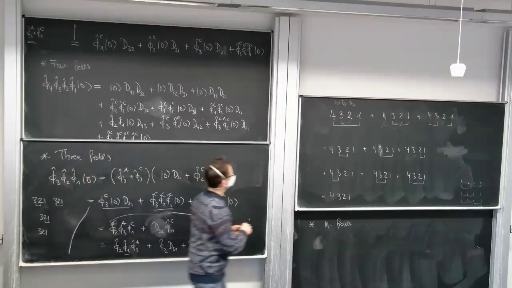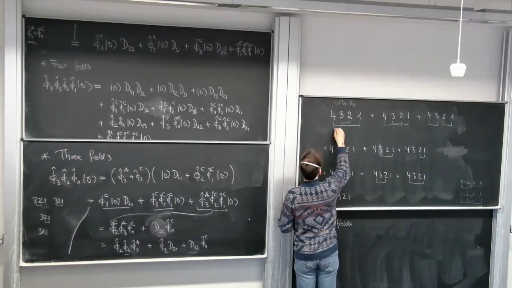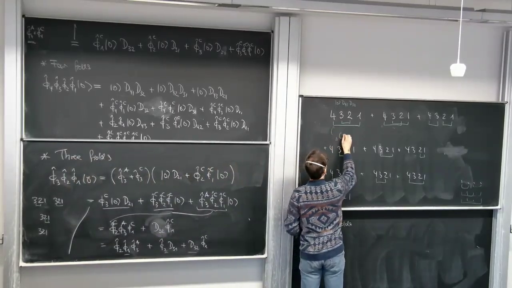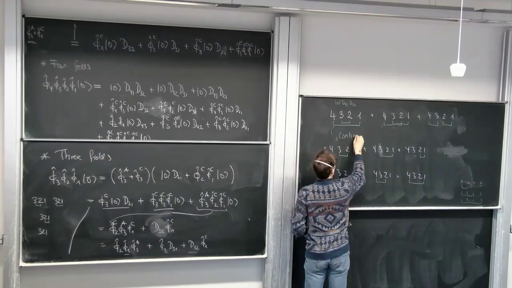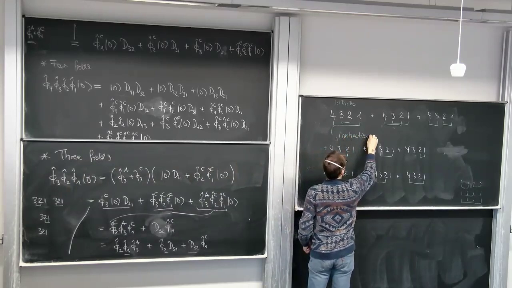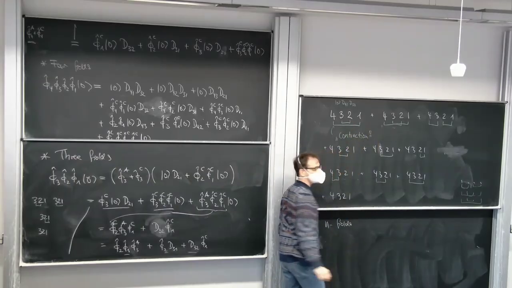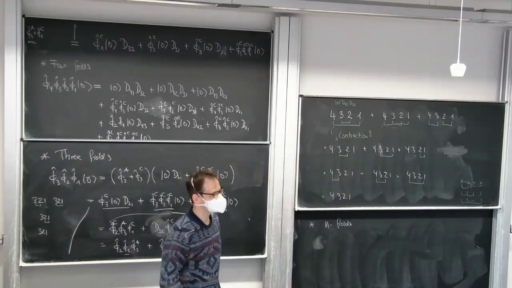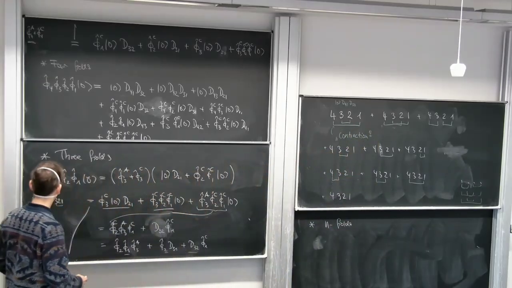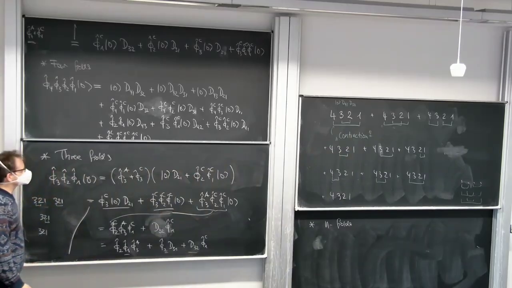By the way, I have to say this now. These things, these lines, are called contractions. They are contracted. I don't know why. Maybe they have a contract, but somehow they are contracted.